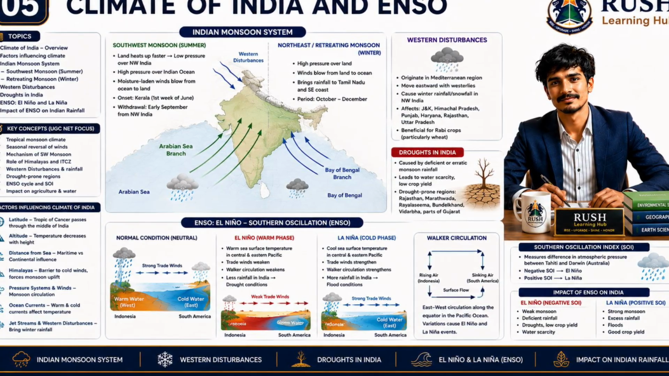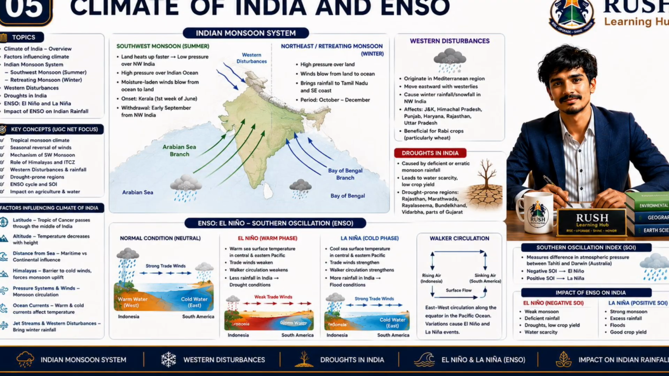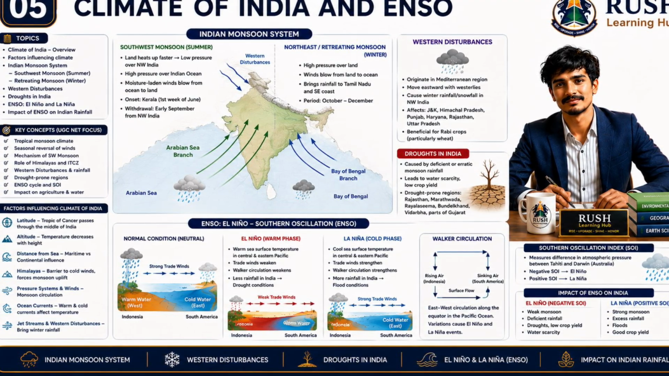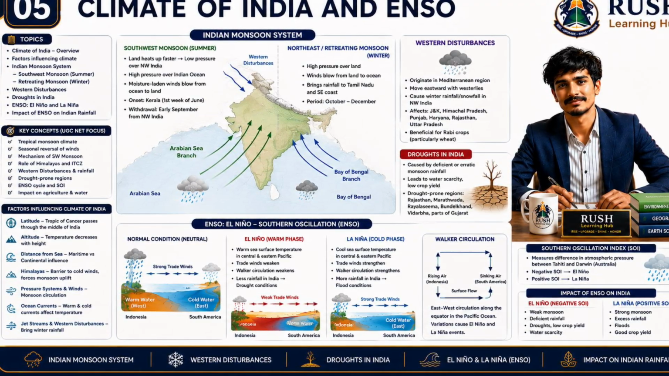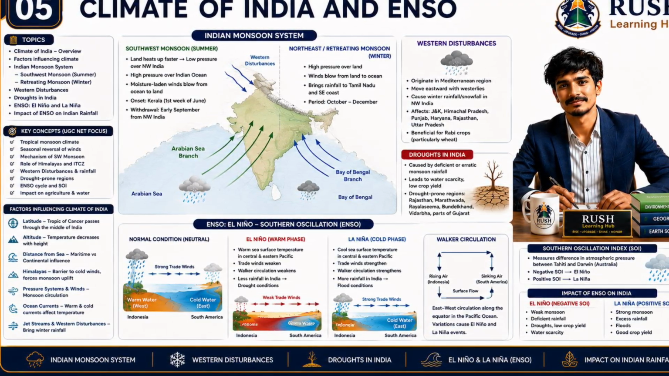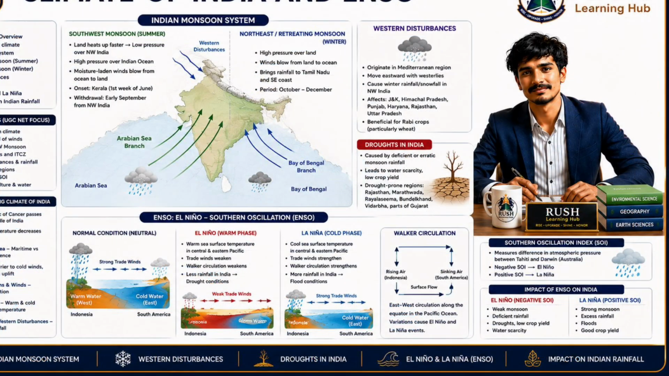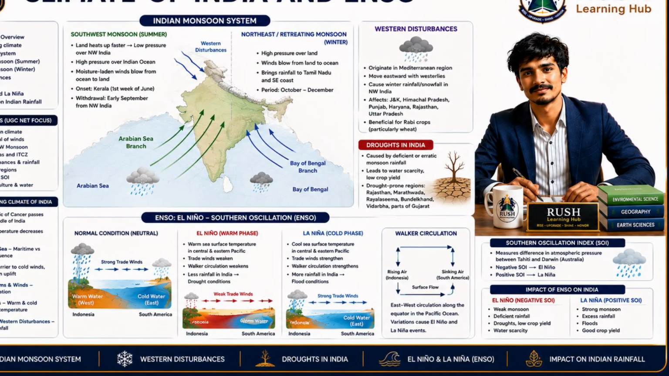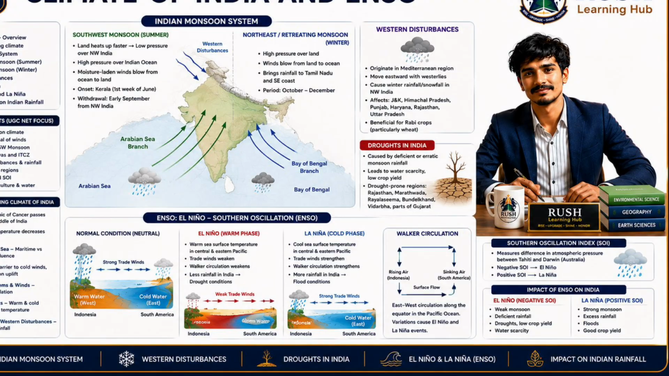El Niño represents the warm phase of ENSO. During El Niño conditions, sea surface temperatures in the central and eastern Pacific Ocean become abnormally warm. Trade winds weaken, and the normal water circulation becomes disturbed. As a result, monsoon rainfall over India tends to weaken, often leading to drought conditions and reduced agricultural productivity.